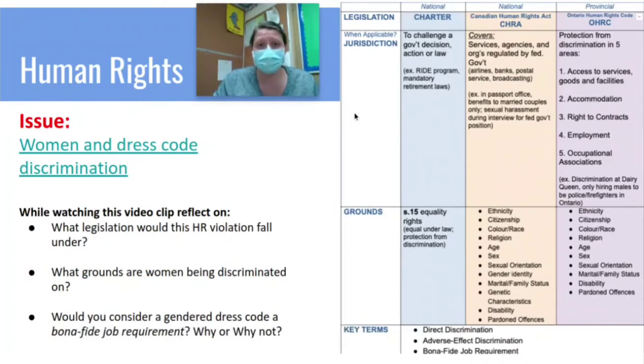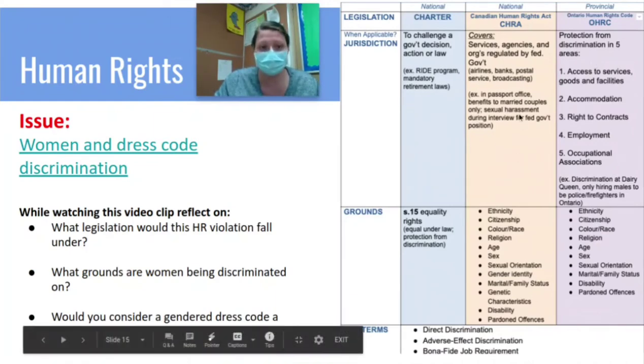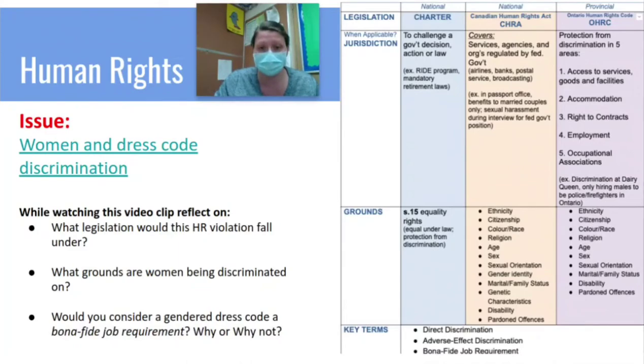So the first question that we're going to ask in any situation is what jurisdiction applies here, okay? Are we using the Charter because we are challenging a government's decision, a government's actions, or a government's laws? Okay, are we using the Canadian Human Rights Act, which covers services, agencies, and organizations regulated by the federal government, of which I've given you a number of examples, or are we using the Ontario Human Rights Code? Okay, and again, I've listed down the things that it covers. Once you've determined which column you're in, which jurisdiction you're in, you then need to determine what grounds the discrimination is happening under. Okay, and you're going to use the ones available.